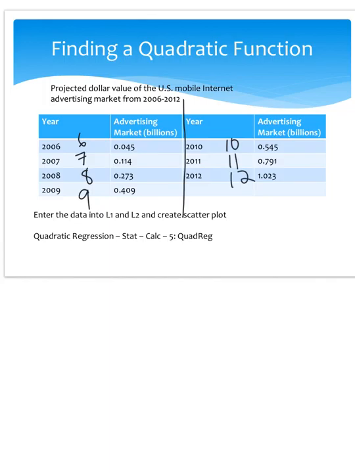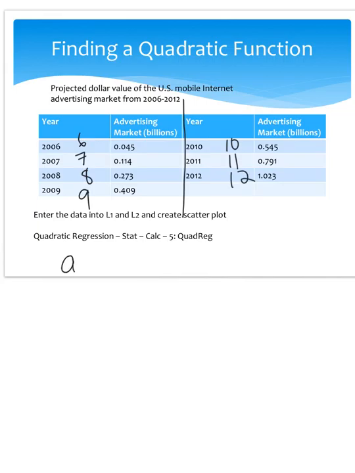Once that data is in L1 and L2, you're going to hit the Stat button again. You're going to arrow to the right so that the word Calculate is highlighted. And you're going to scroll down to the number 5, Quadratic Regression, and you're going to hit Enter. Quadratic Regression, the words will come up on your screen, and you're going to hit Enter again. You'll be given values for A, B, and C to plug in to ax squared plus bx plus c.